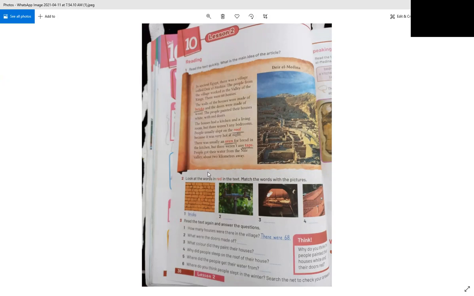And number 6, where do you think people slept in the winter? This is, of course, your opinion. For me, I think people used to live inside their rooms in the winter because it's very cold.